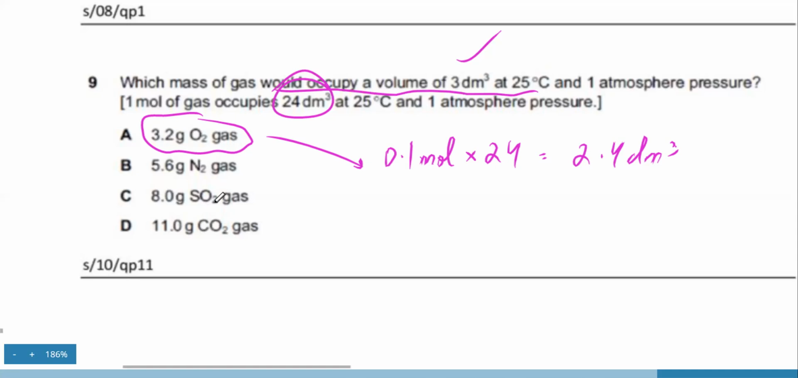Oh, it's C? It is C. Because that gives you 1 by 8 is the moles, 8 divided by 64 times 24 dm cube, and that would give you 3. Okay, let's see.